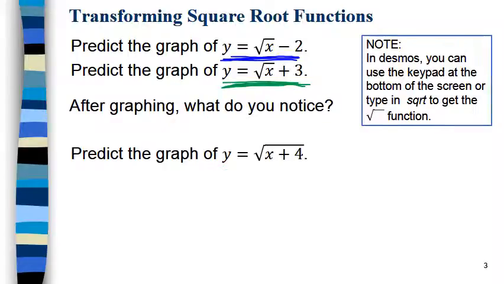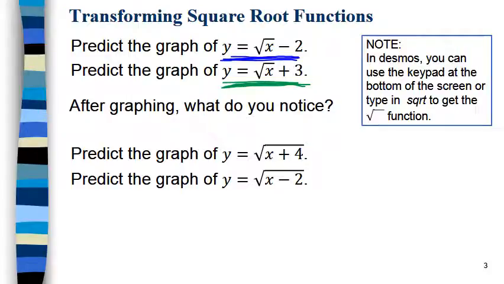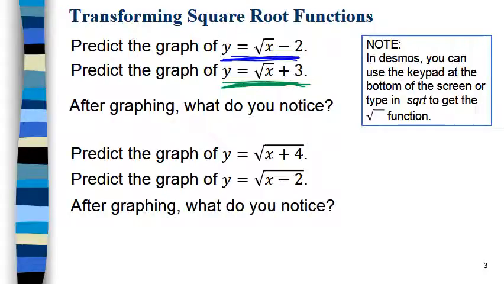Okay, and now I want you to do the same thing. Go ahead and predict what you think this graph will look like. Pause the video when you're ready. Okay, and I want you to go ahead and actually graph those, and see if your predictions are correct.